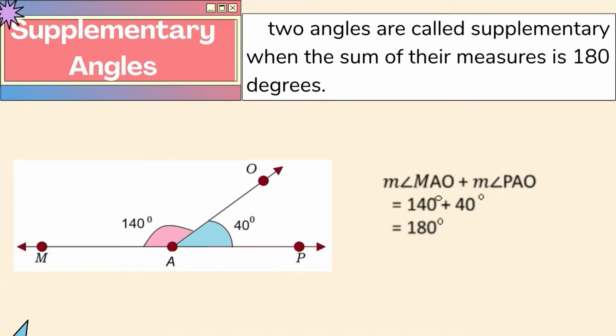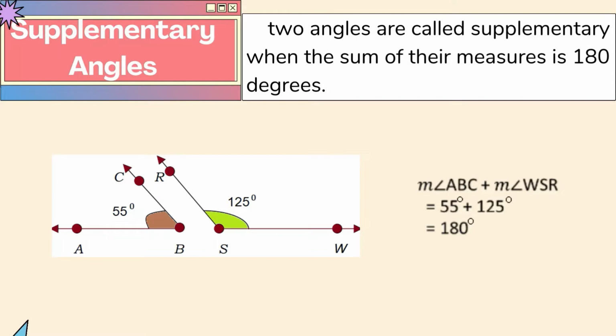How about supplementary angles? Two angles are called supplementary when the sum of their measures is 180 degrees. In this figure, angles MAO and PAO are adjacent angles. The sum of the measures of the two angles is equal to 180 degrees. So, angle MAO and angle PAO are supplementary angles. These two angles are supplements of each other.